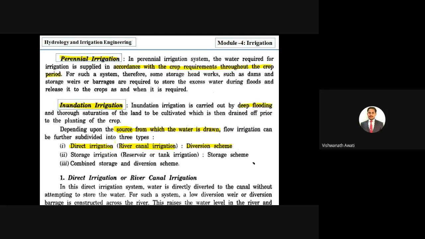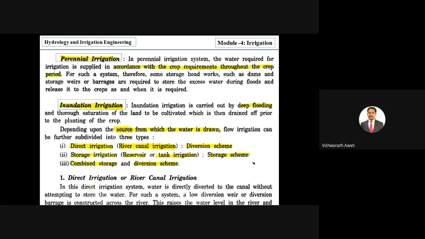You will see them one by one with pictures or images. Then storage irrigation, also called reservoir or tank irrigation and storage scheme. Next we have the last one, the combined storage and diversion scheme. So the first one is the direct scheme, the second one is storage irrigation, and the third is a combination of direct irrigation and storage irrigation. So we'll see what we mean by direct irrigation or river canal irrigation.